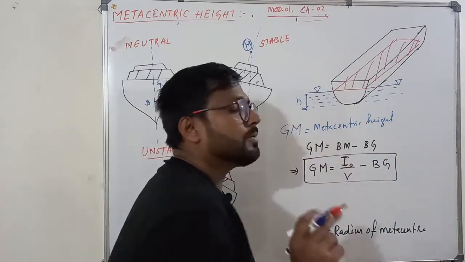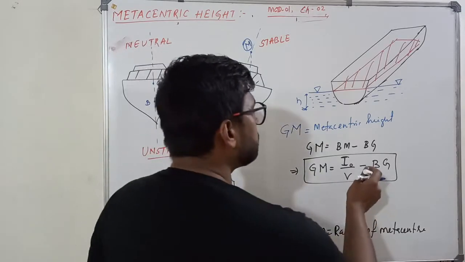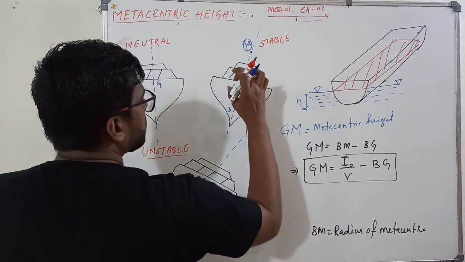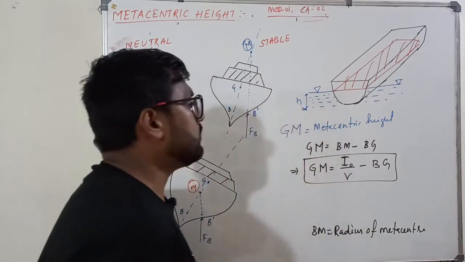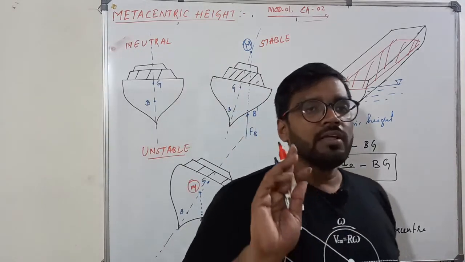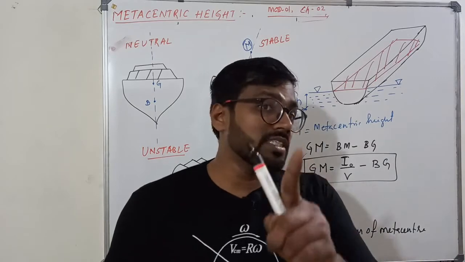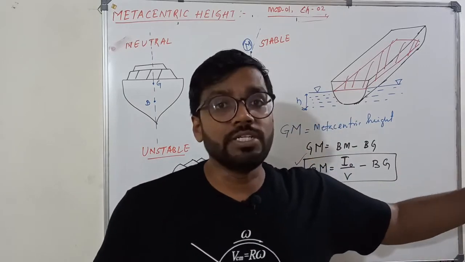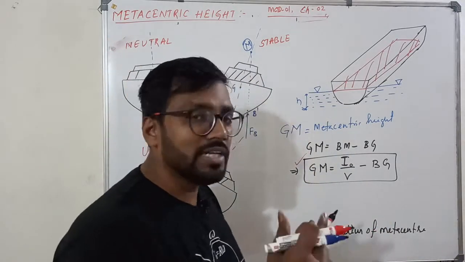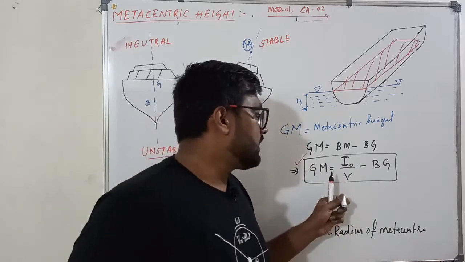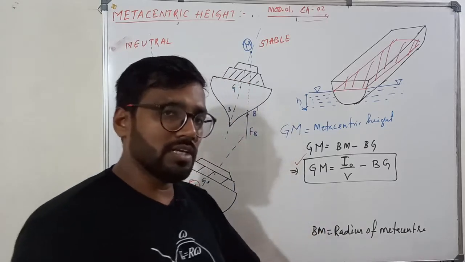What is V? V is the volume displaced by the body or ship. BG is the distance between the center of buoyancy and the centroid. Sir, how did this formula come? This is three-dimensional, you have to imagine a little in 3D, and it has a separate expression. So this derivation I will put in a separate video. You can find that link in the description. I'm not going to discuss this now, otherwise your mind will blow off and you'll leave it in between.